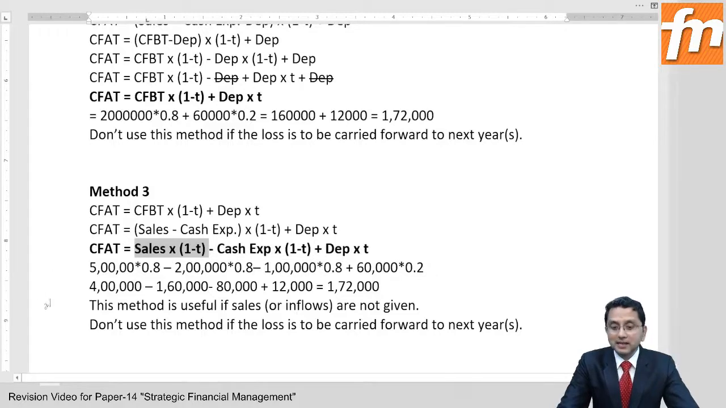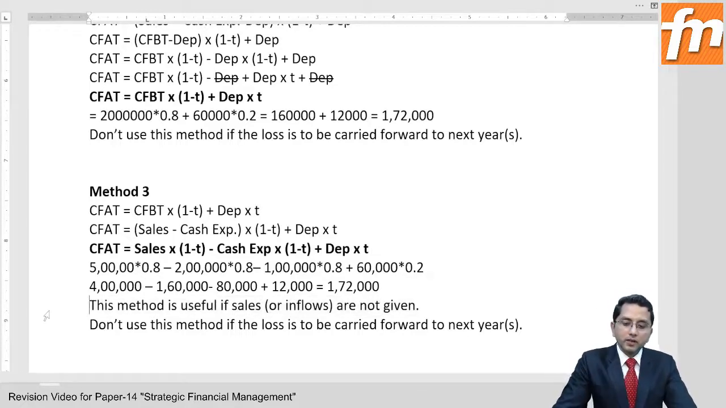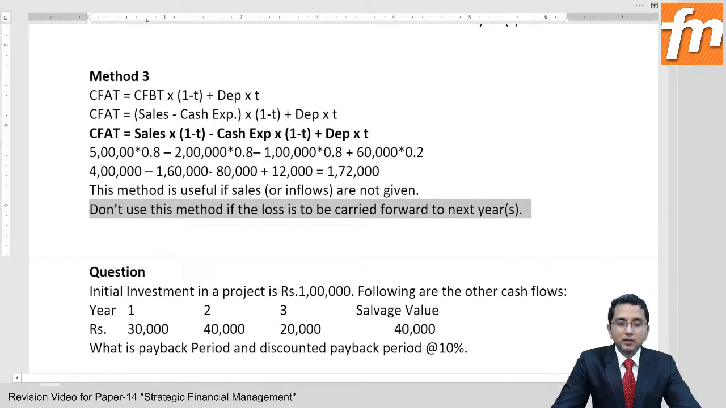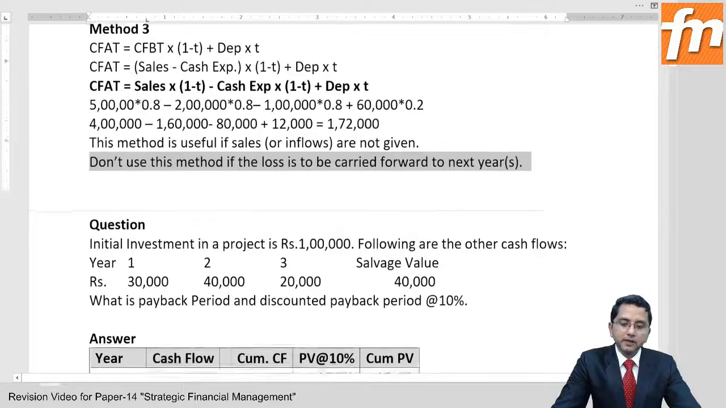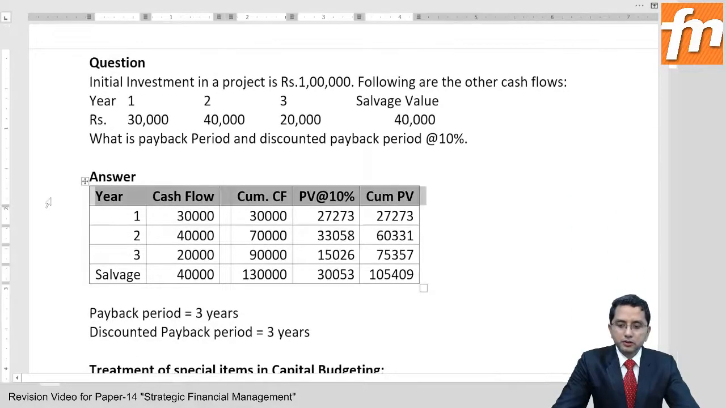This is a fantastic thing. In a difficult question, just keep in mind this special method. This method is useful if sales is not given and outflows are given only. Don't use this method if loss is to be carried forward to next year. Then you'll have to devise some other method. Right? Okay. So let's use this one.